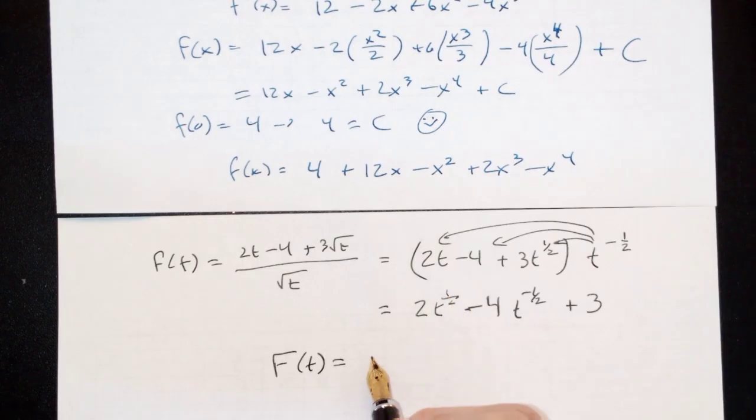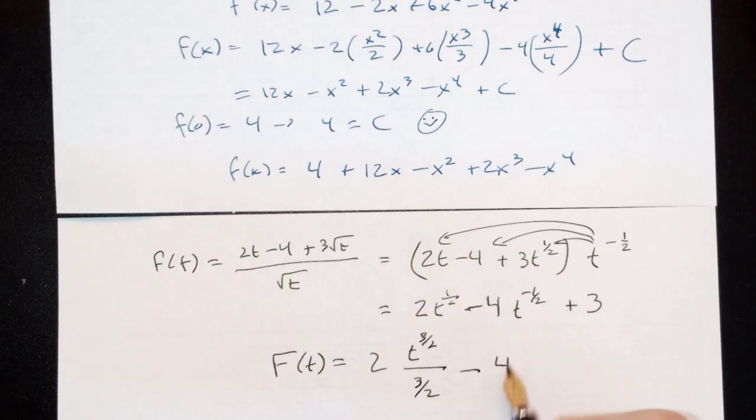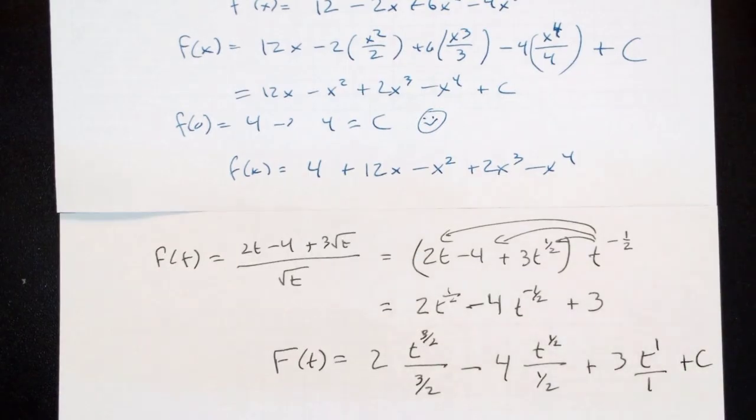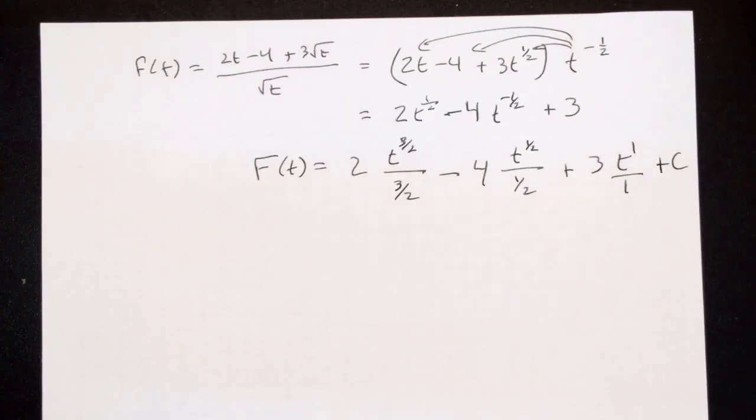Add 1 to the power. 1/2 plus 1 is 3/2. Negative 1/2 plus 1 is positive 1/2. And the 3, which has none, gets 1. Let's see. Simplify the numbers. Fractions in the bottom come out and get flipped.